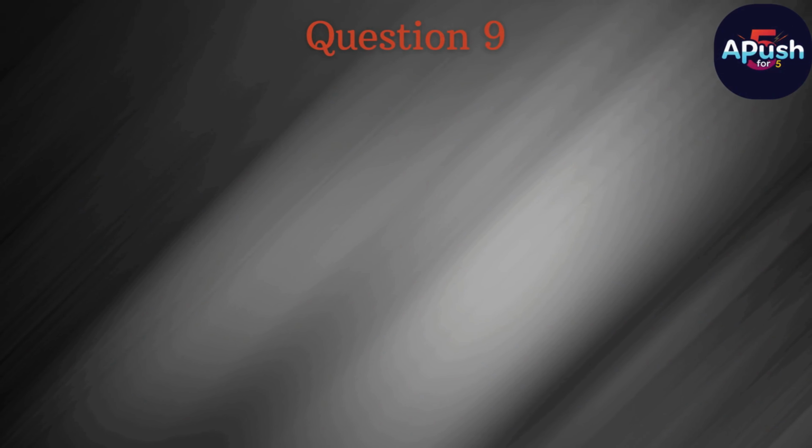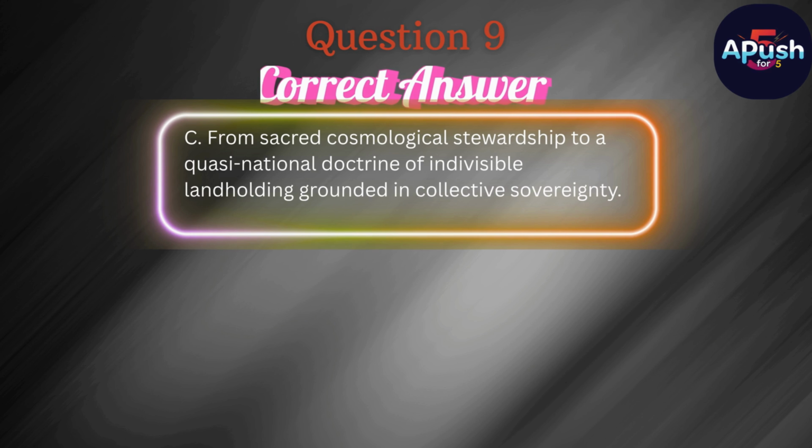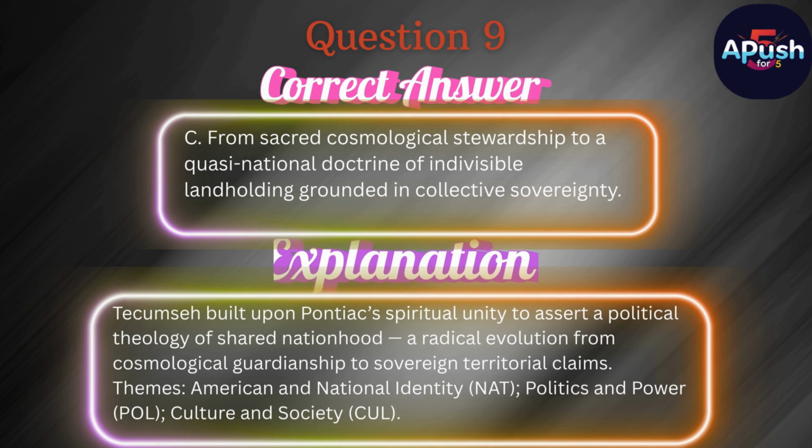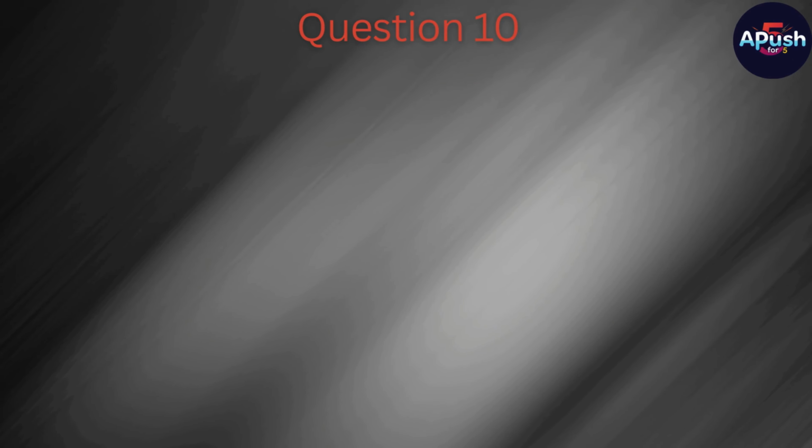The correct answer is C. From sacred cosmological stewardship to a quasi-national doctrine of indivisible landholding grounded in collective sovereignty. Tecumseh built upon Pontiac's spiritual unity to assert a political theology of shared nationhood, a radical evolution from cosmological guardianship to sovereign territorial claims. Question 10.